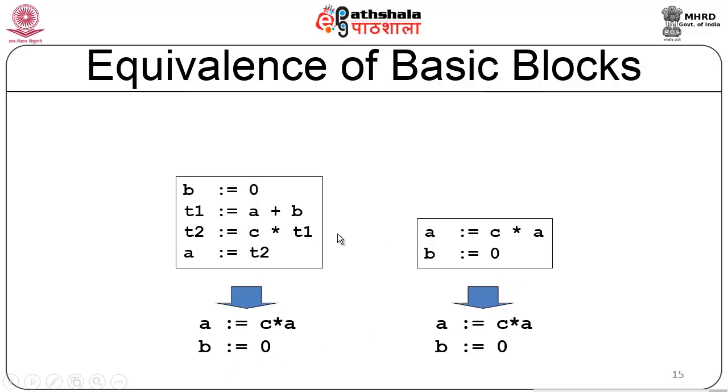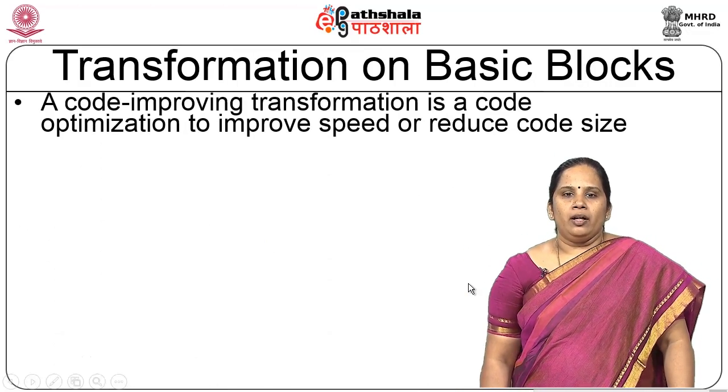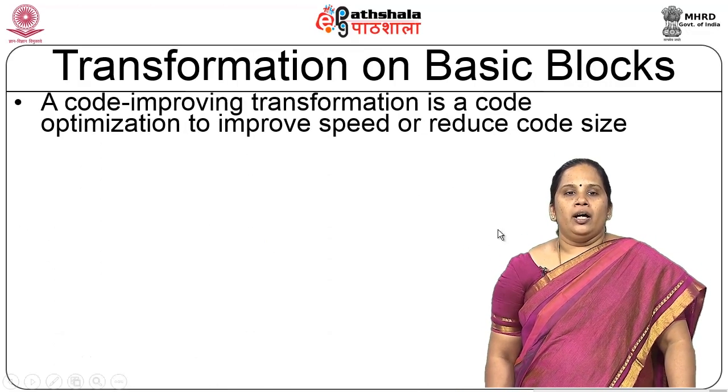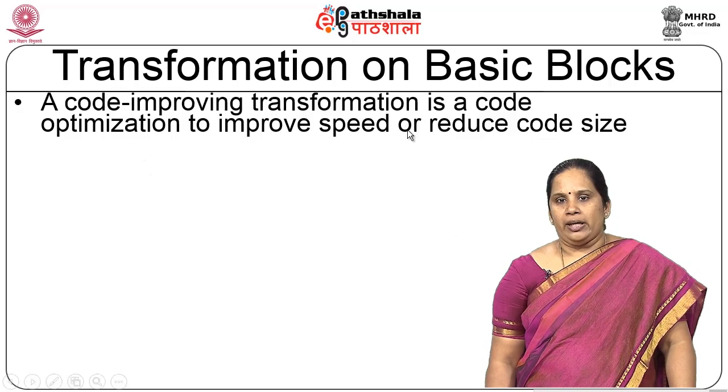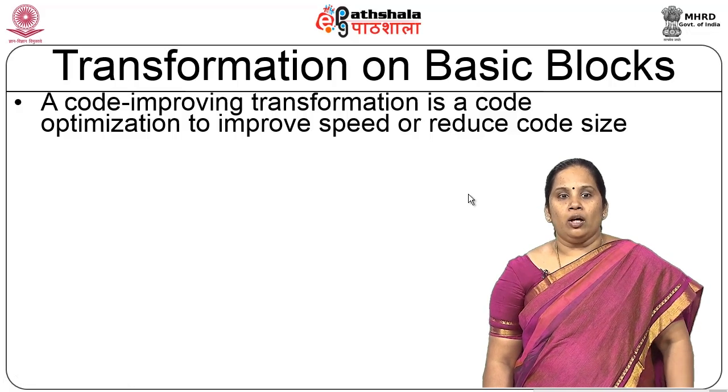Now this block and this block are equivalent because here it says a is equal to c into a, and then it simply says b equal to 0. So outside this particular block, the values of a and b are the same in both cases. Therefore we say that these two blocks can be looked upon as equivalent blocks. With that, transformations can happen with the idea to improve your code generation, in terms of optimization of code, or size of code getting reduced, or speeding up your code.